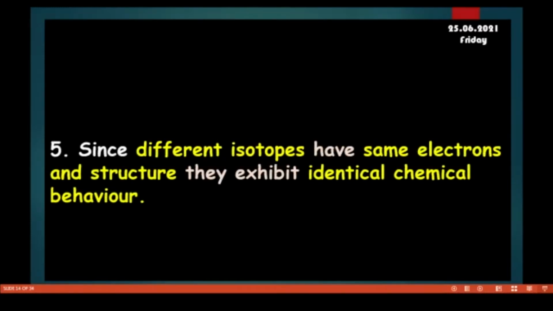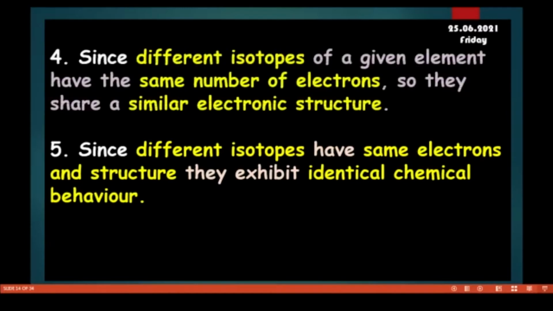Fifth point, since different isotopes have the same electrons and structure, they exhibit identical chemical behavior. Different isotopes of a given element have the same number of electrons, so they share a similar electronic structure.